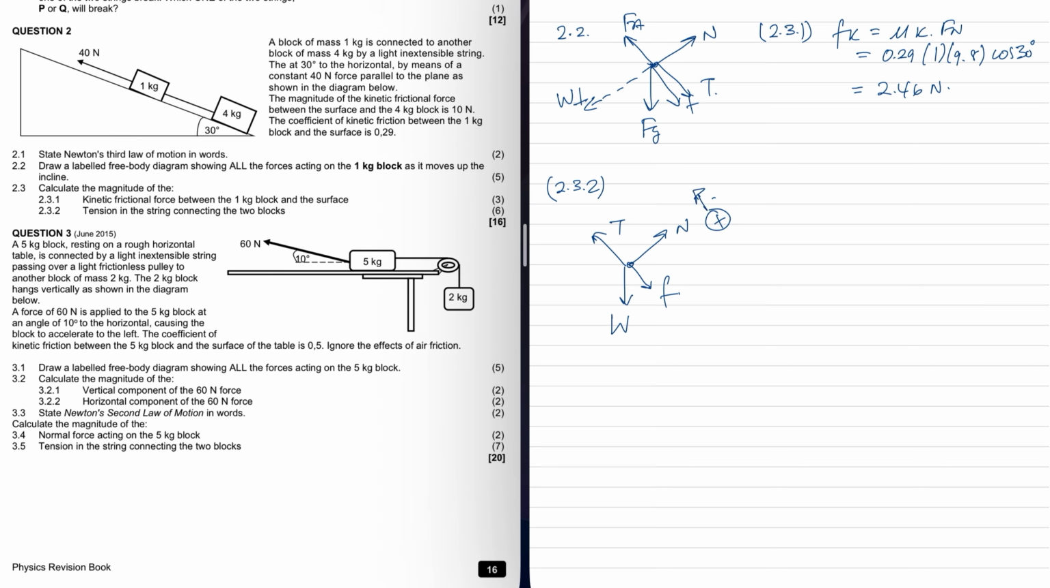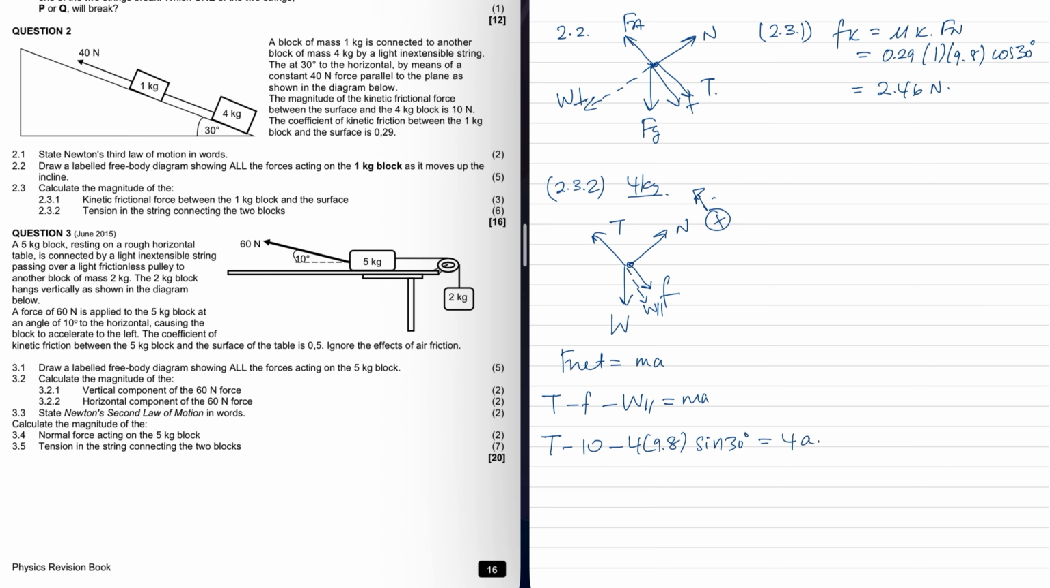So for the 4 kilogram block, I'm going to have F net equals ma: T minus f minus, and not forgetting the parallel component of the weight, so W parallel, equals ma. Now the tension is what we don't know. The friction we've been given for the 4 kilogram block is 10. Minus mg sine theta, so 4 times 9,8 sine of 30 degrees. And that's going to equal 4a.